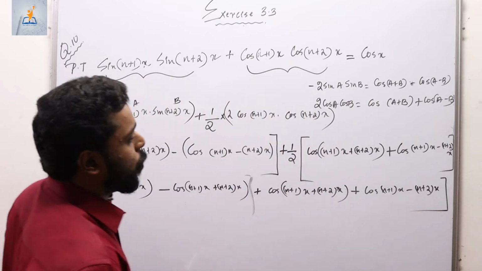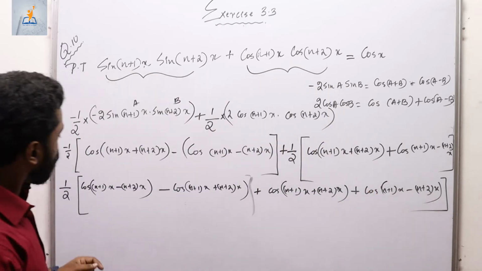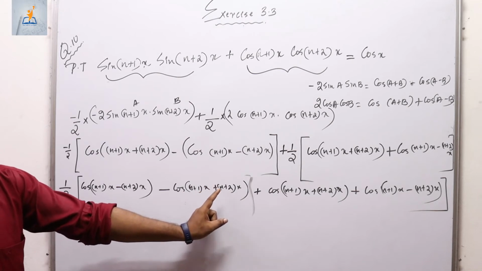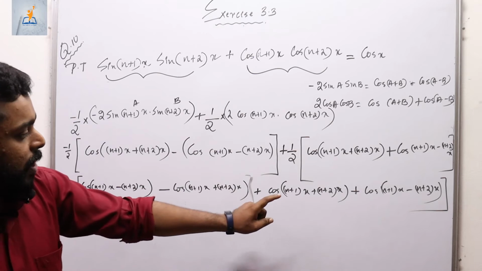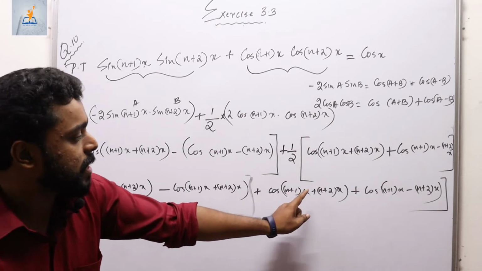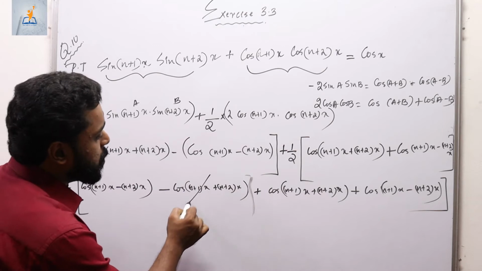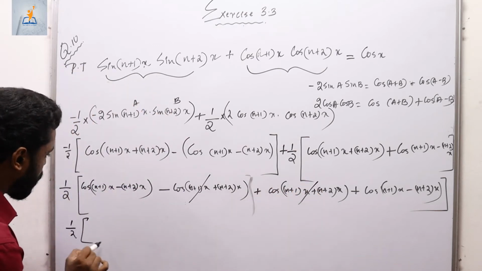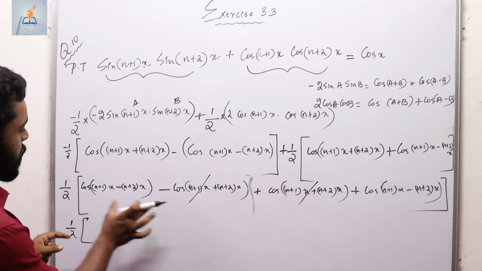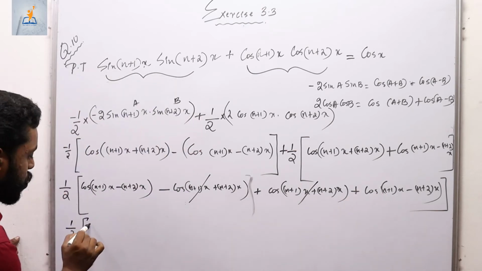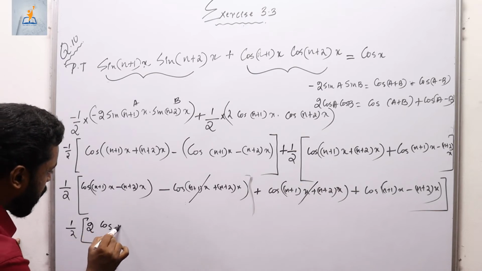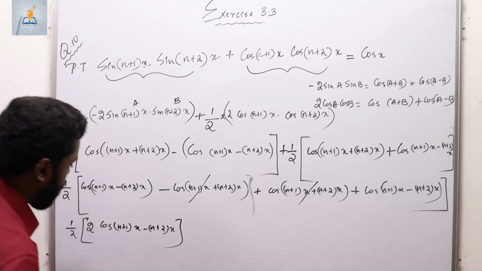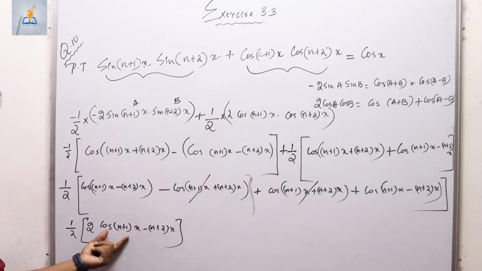So the entire bracket now can be closed, isn't it? And you can see that here we have minus cos((n+1)x + (n+2)x), and here we have plus cos((n+1)x + (n+2)x). So the terms will be negative of each other and will be cancelled. So we have 1 by 2 into, and you can see that this term and this term are identical. So it will become 2 cos((n+1)x - (n+2)x), isn't it? We take these two terms added together to get 2 times.